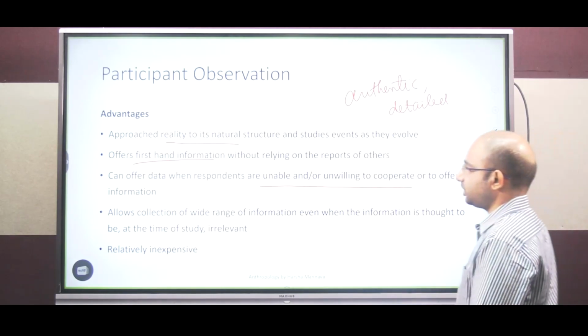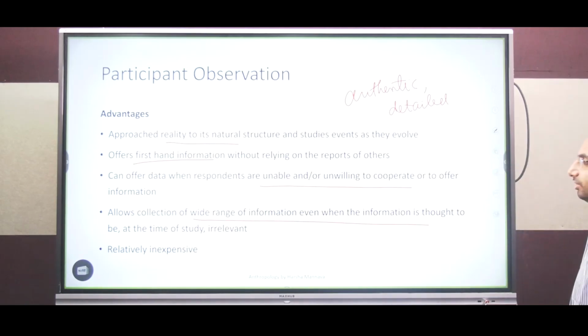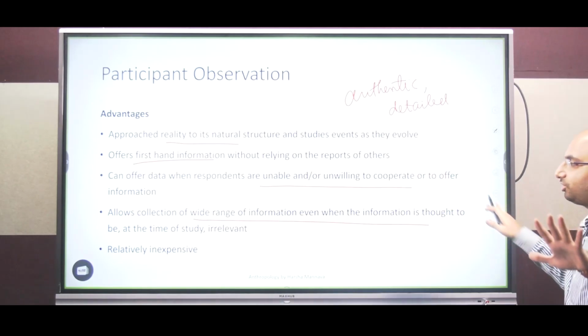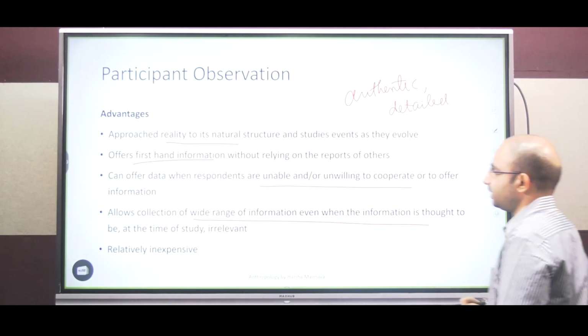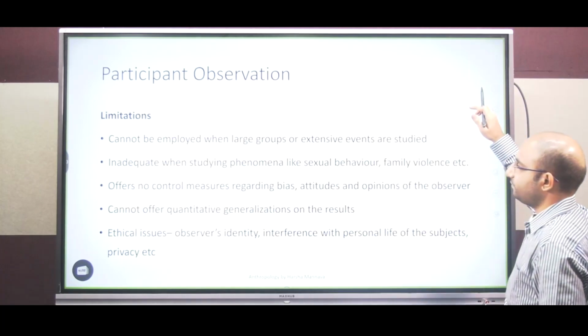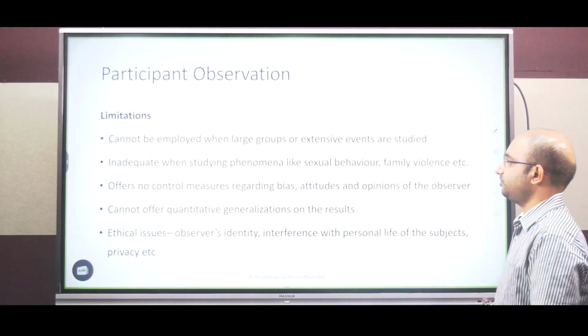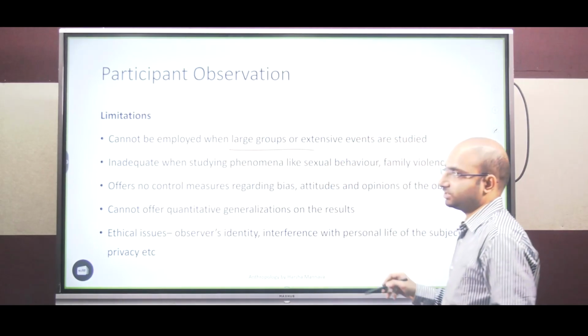And you can also collect a wide range of information, because you are being present in the study, you are experiencing, you are witnessing a huge amount of activity, so you can always pick and choose what you want to study. Next, these are also relatively inexpensive. Then you have a huge number of limitations. What are the limitations? First, participant observation can be done for one study only.